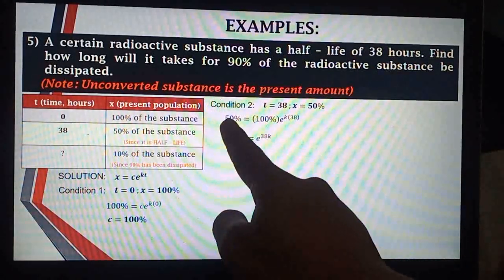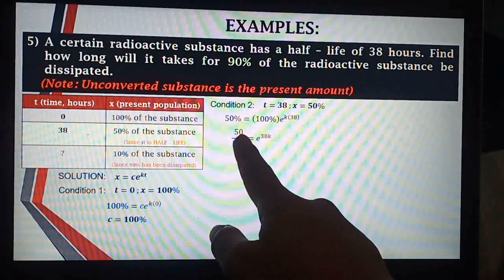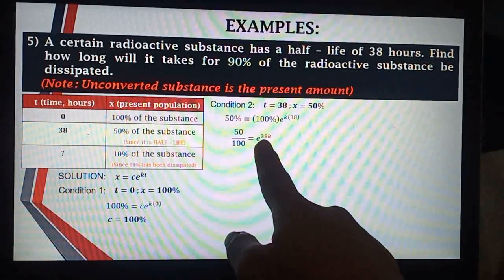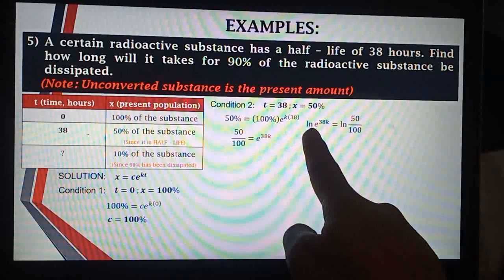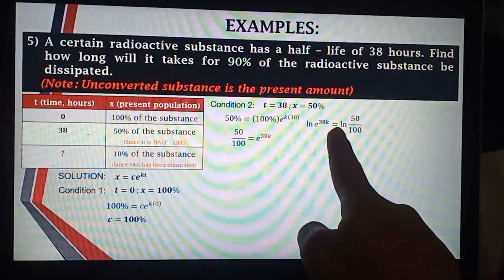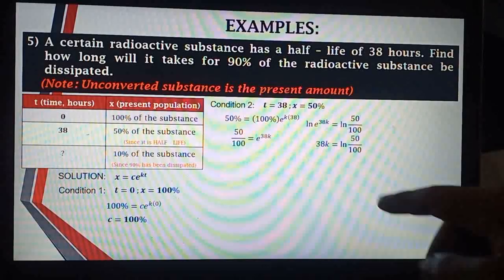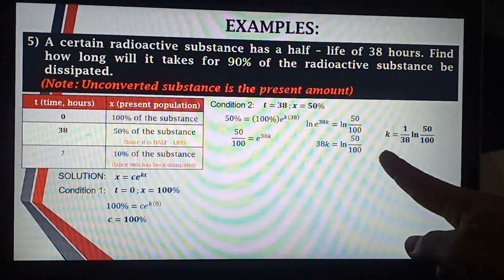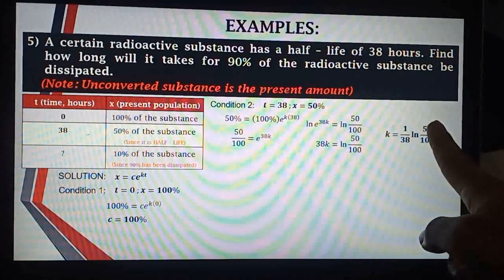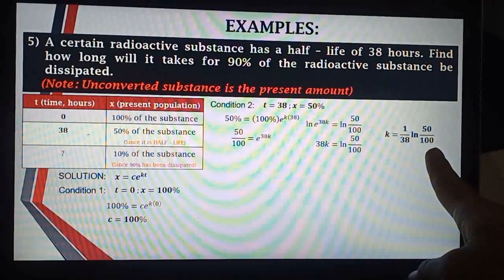So the percentage will cancel. You will have 50 over 100 equals e raised to 38k. Taking the ln of both sides, you will have ln of e raised to 38k equals ln of 50 over 100. So, 38k equals ln of 50 over 100. So, the value of our k is 1 over 38 ln of 50 over 100.